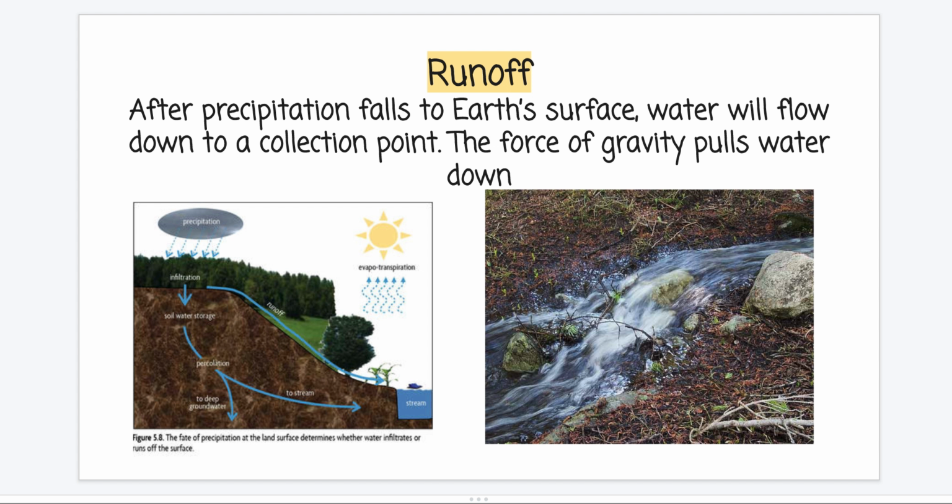All right, runoff. When the precipitation falls to the earth, it's going to flow to some collection point. Of course, gravity is pulling that water down. Okay, some of it's going to do some filtration and it's going to go down into the ground. You've probably noticed that before. On really dry times, it rains a lot and it just like disappears. It sinks down into the ground sometimes. Or if there is a place, a hill or something, you may notice ditches and things like that that get filled up with water, okay?